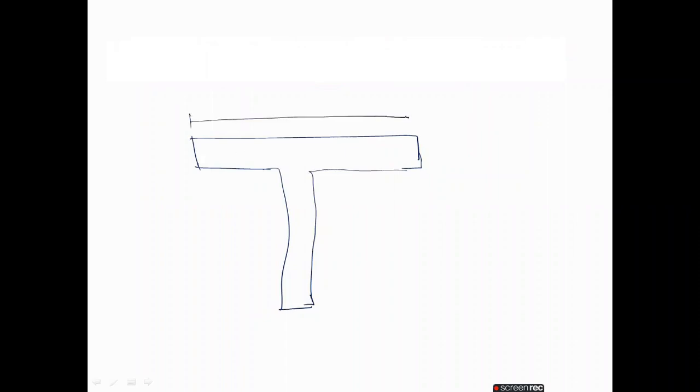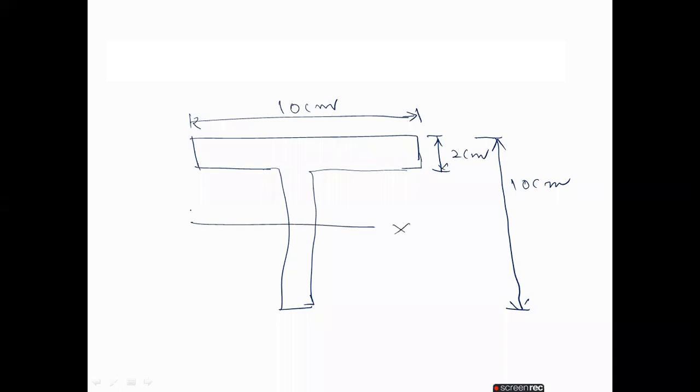Given this dimension is 10 centimeters and also this dimension is 10 centimeters. Again, the web thickness and also flange thickness they given 2 centimeters. Now take the axis XX here and also this is the YY axis. Okay, so this is the given data.